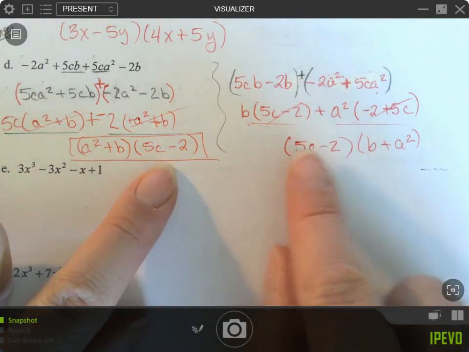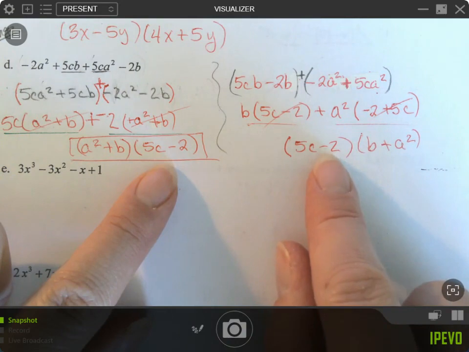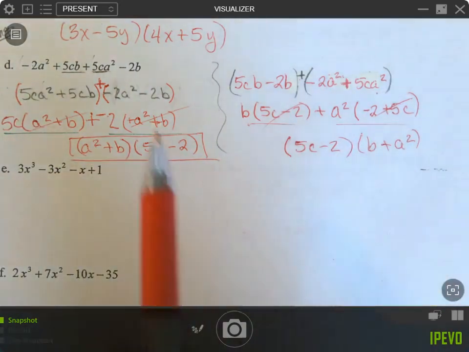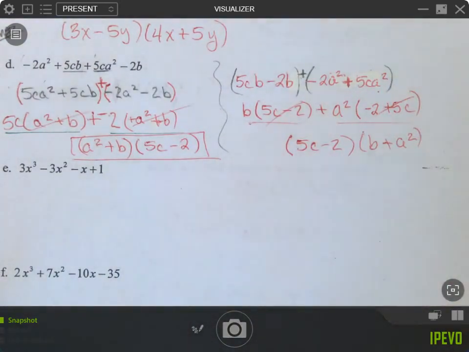The order of what's in your parentheses does not matter. The order of your parentheses does not matter. What matters is that your signs match and the powers match. So we could have arranged this a couple ways. Hopefully you can do better than me because I kept screwing that up.